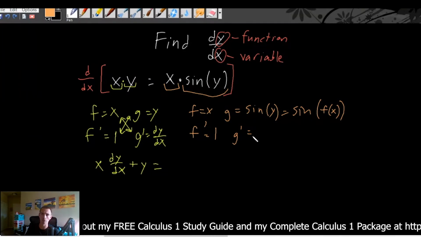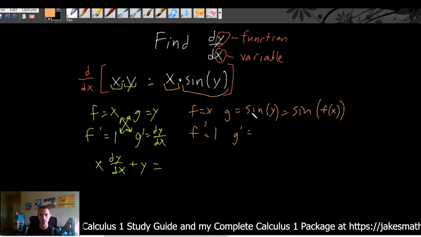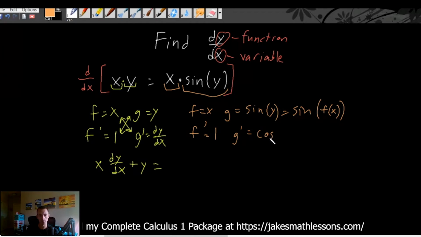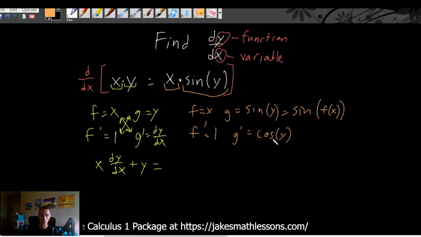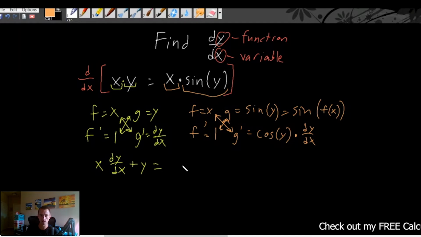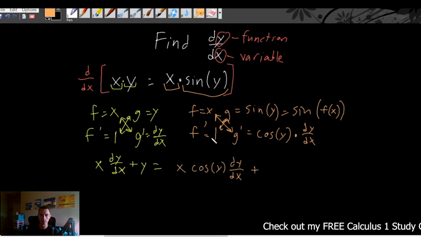So chain rule says we're going to do the derivative of the outside function, leave the inside function alone. So we're going to take the derivative of sine, which is cosine, leave the inside function alone. So we're going to take cosine of y, and then we're going to multiply that by the derivative of the inside function, the derivative of y. Well, the derivative of y, just like we found over here, is just dy dx. So we're going to multiply that by dy dx. Product rule says we're going to multiply these across and then add them together. x times cosine y times dy dx plus 1 times sine of y is just sine of y.